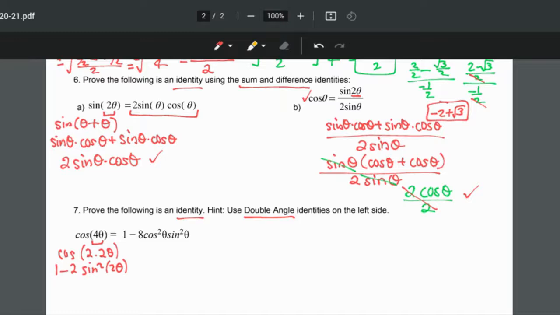So now let's expand sine of 2 theta and then square that. So we have 1 minus 2 times, and the double angle identity for sine of 2 theta would be 2 times sine theta times cosine theta, but we need to square that. So now we need to square everything in there. So 2 squared would be 4 times sine squared times cosine squared. And then we need to distribute our 2, so that would be 8 times sine squared times cosine squared.